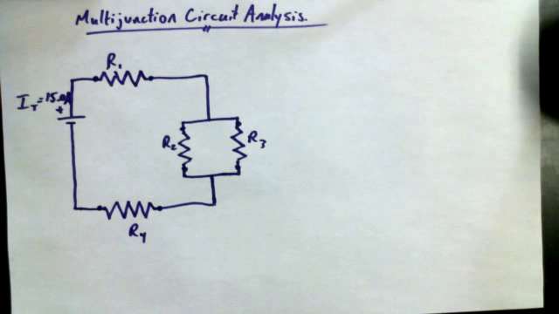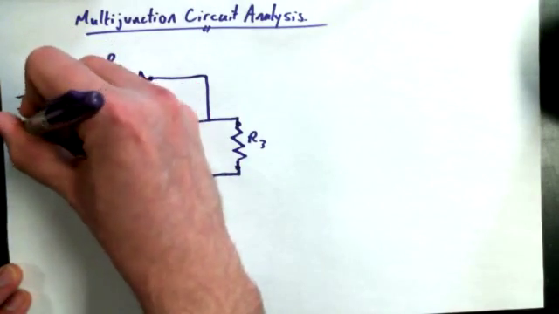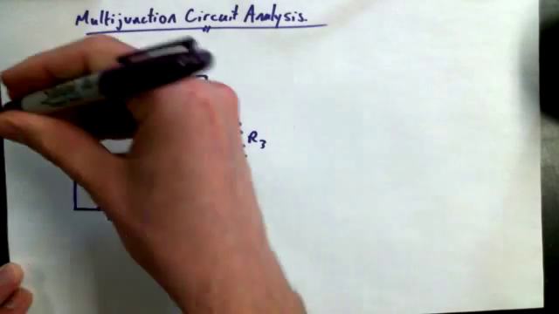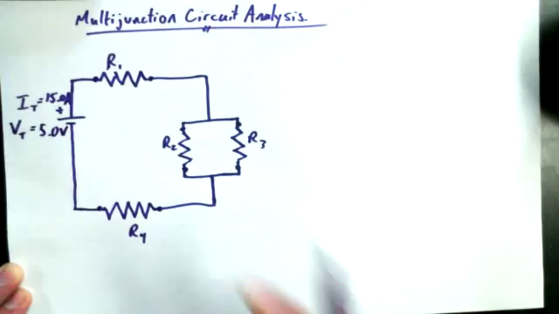Alright, so we've got this circuit. It's got 4 resistors. The total current for this circuit is 15.0 amps. And I'm going to give you another piece of information about the circuit. I'm going to say the total voltage being supplied to this circuit by the battery or power supply or whatever you'd like to call it is 5.0 volts.